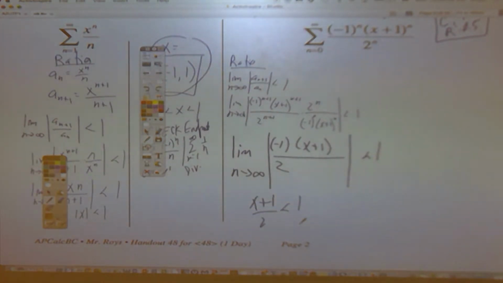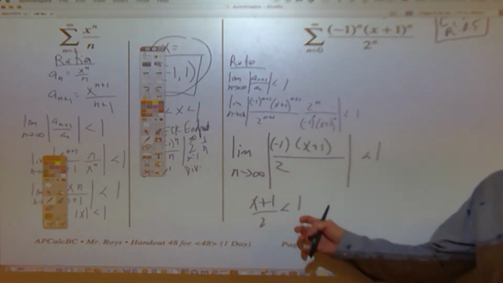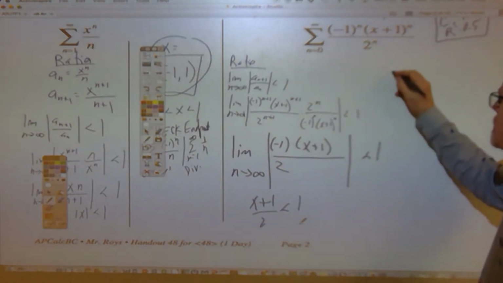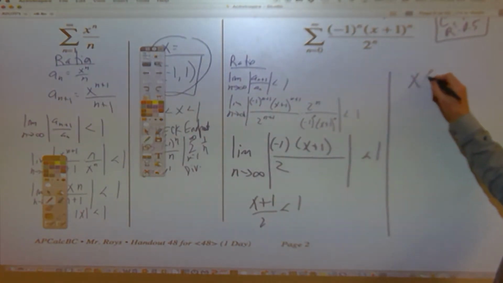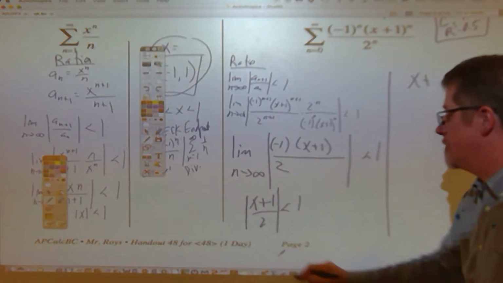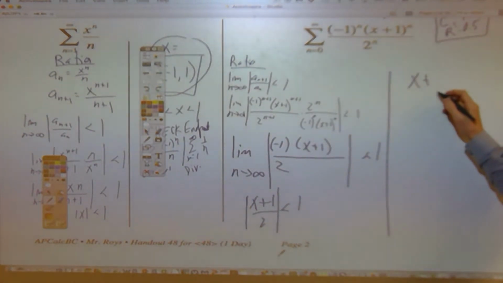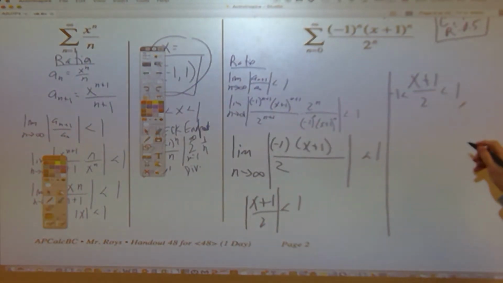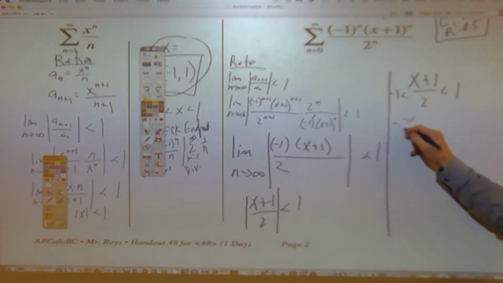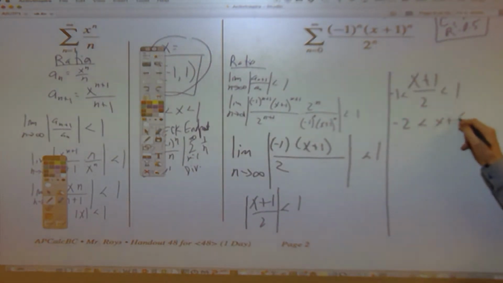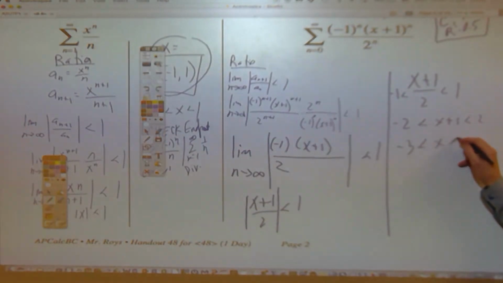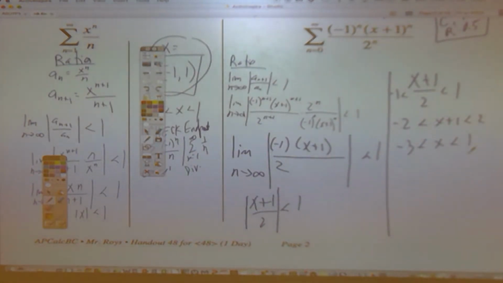Raise your hand if that's the limit that you came up with also. Yeah, there's no n's. N isn't going to infinity, so it's just the number itself. So our next move is to multiply both sides. Oh, the absolute value is still there, by the way. So x plus 1 over 2 is between negative 1 and 1. Multiply all three parts by 2 to get negative 2 is less than x plus 1 is less than 2. And subtracting 1 from all three parts gives you negative 3 is less than x is less than 1.